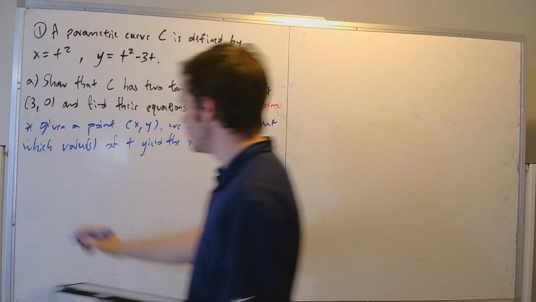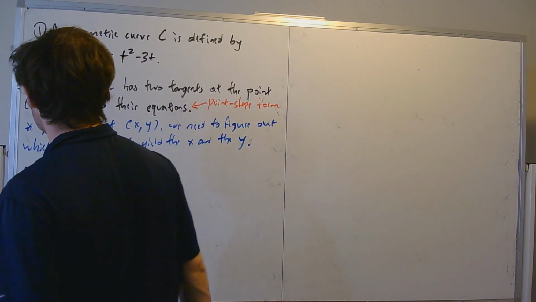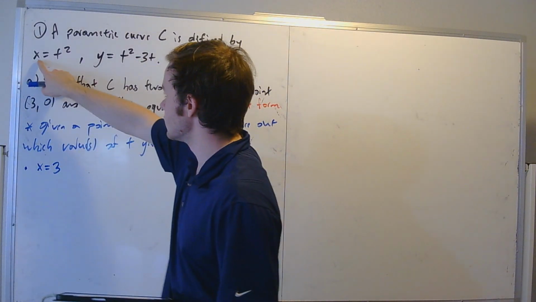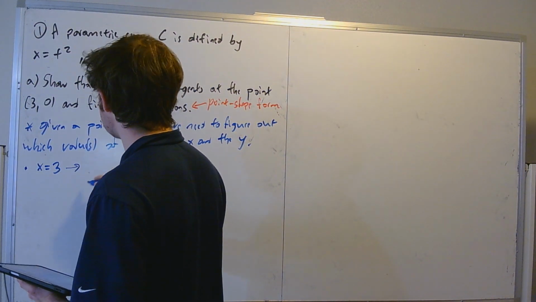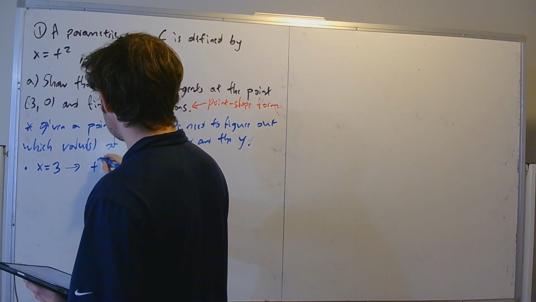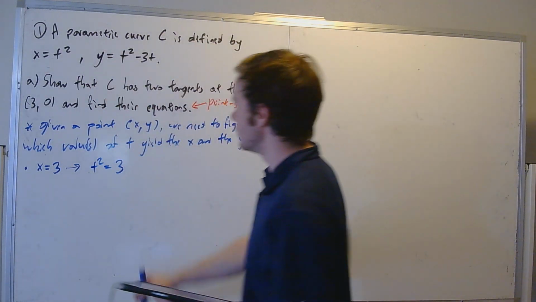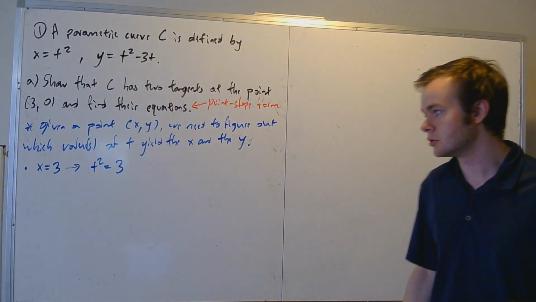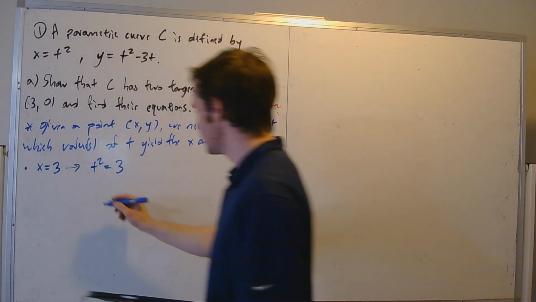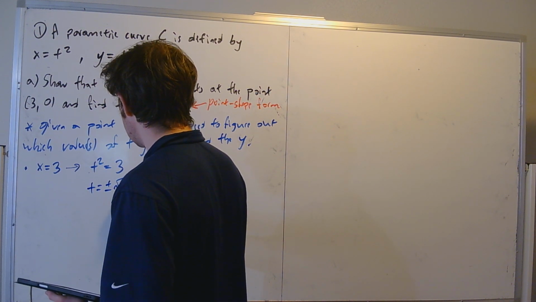So here we know that x equals 3. So we can plug in 3 for x here. So that means that t squared equals 3. All right, that's just using this equation. We know x is 3, so we plug that into the equation. Now we solve for t. So t equals plus or minus root 3.